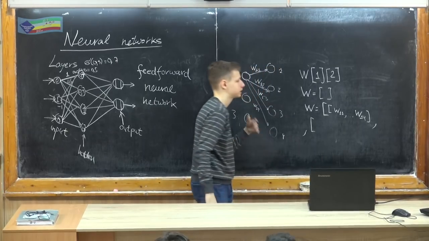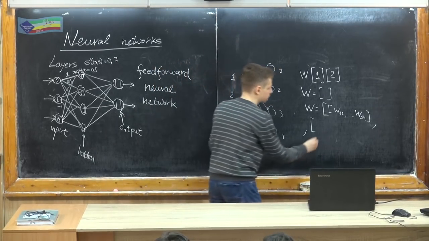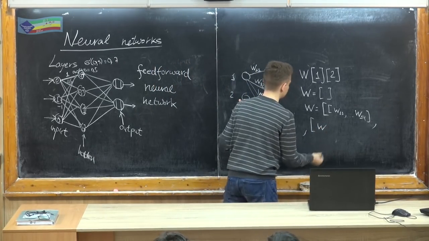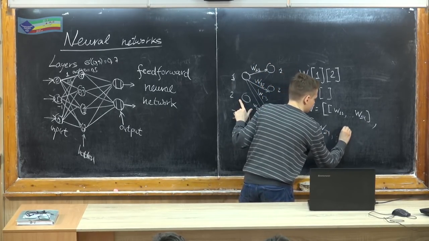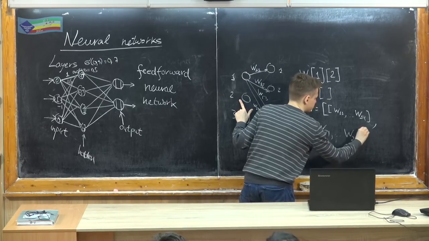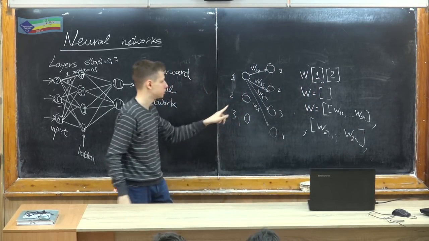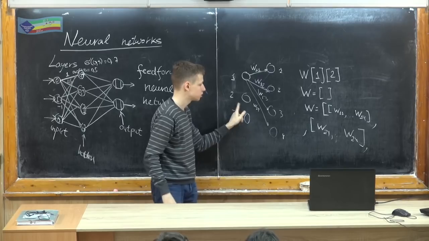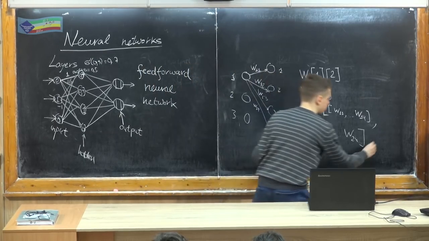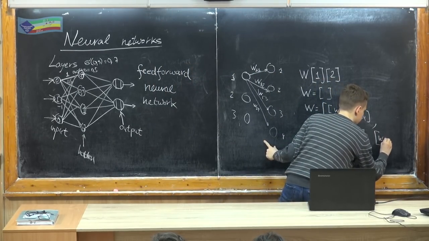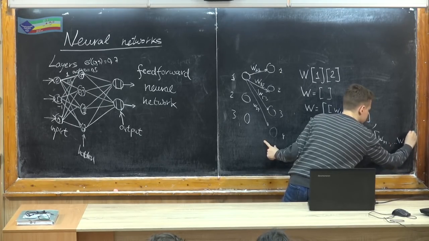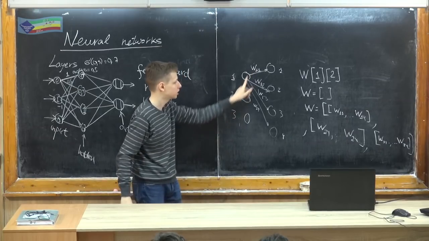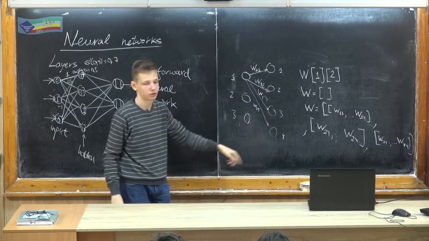And then we have a second list, which is all connections which are going from the second input neuron. So it will be 2, 1, 2, 2, 2, 3, and 2, 4. And finally we have 3, 1, 3, 2, 3, 3, and 3, 4.